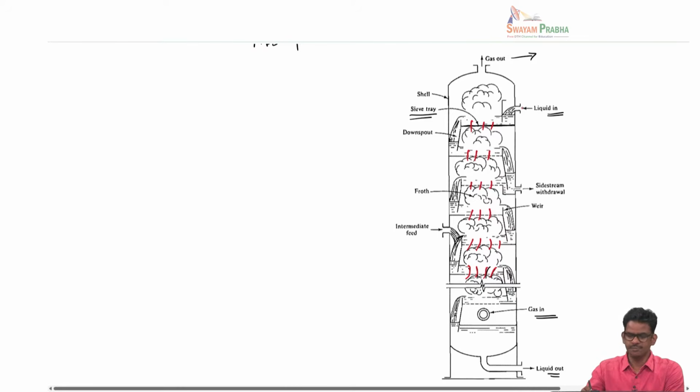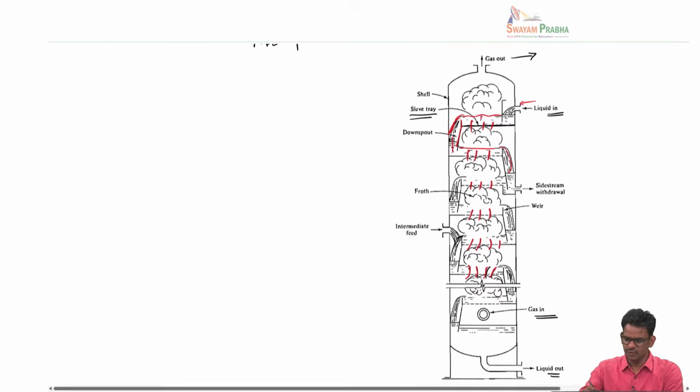Whereas the liquid enters from the top, it has a particular height of liquid column and then overflows from the side of the tray through a downport or a downcomer. You can see this enters here, flows across the column, and then from the other side it flows down and fills the next tray, and then from there it goes to the third tray. So the liquid follows a zigzag kind of path, filling from one tray to the other subsequently.